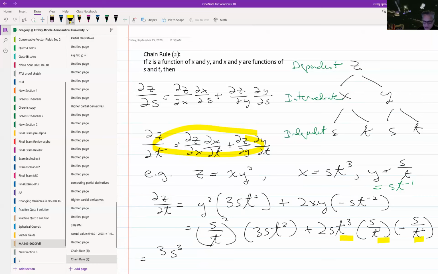See, when I wrote this example months ago, I planned this. It didn't just happen like this. So you get 2s cubed. So that's plus 2s cubed. And that simplifies to 5s cubed.